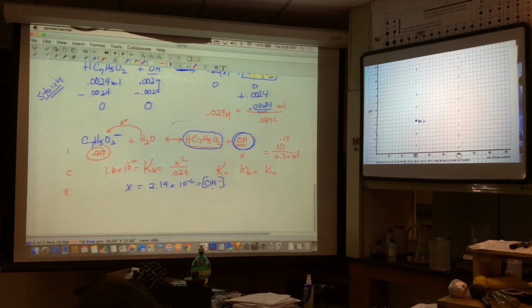And how do I get pH? Well, let's get pOH. Negative log that, right? That sounds familiar. And I get a pOH of 5.67. What do I do with that? Subtract from 14. Been through that a million times. And my pH, after I negative log this and then do 14 minus my pOH, equals 8.3. That's my pH at equivalence.